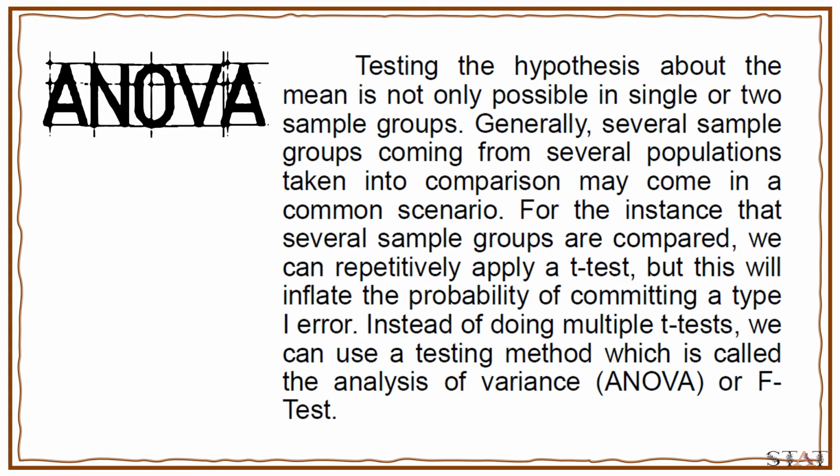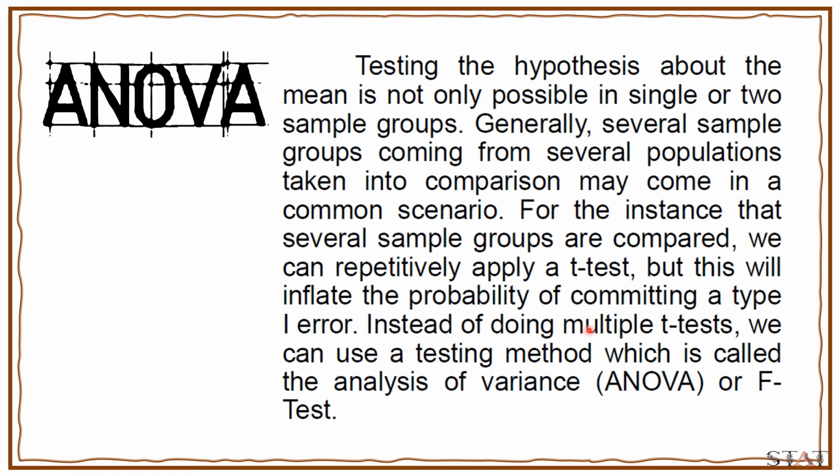So what is ANOVA? Testing the hypothesis about the mean is not only possible in single or two sample groups. Generally, several sample groups coming from several populations may be compared, which is a common scenario. In that instance, we could apply a t-test. In our previous study, the t-test is the test for two groups, but this will inflate the probability of committing a type 1 error.